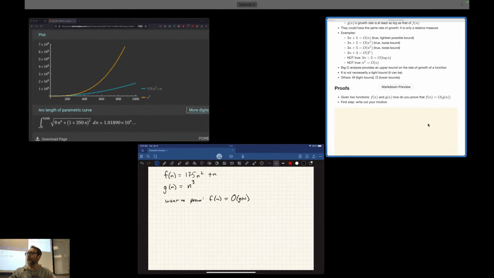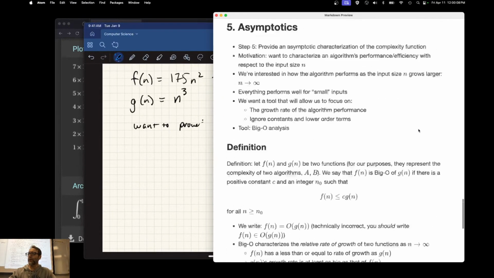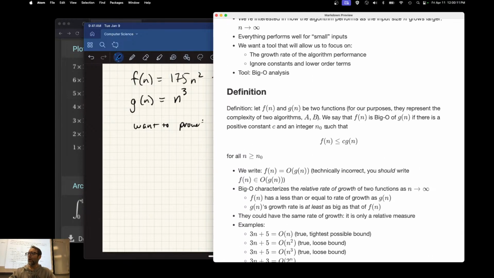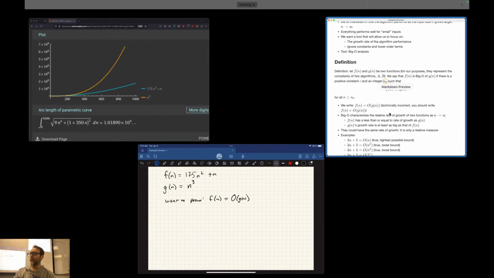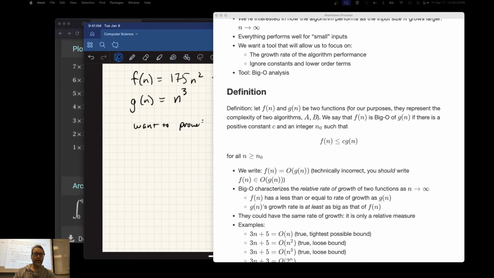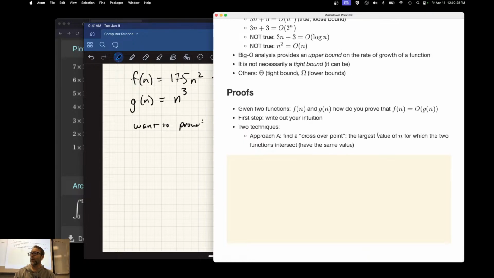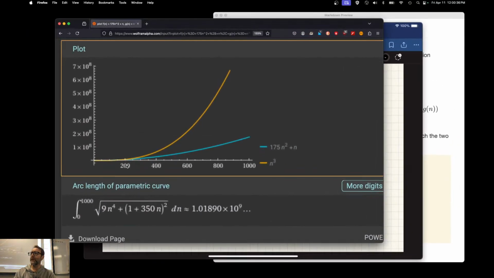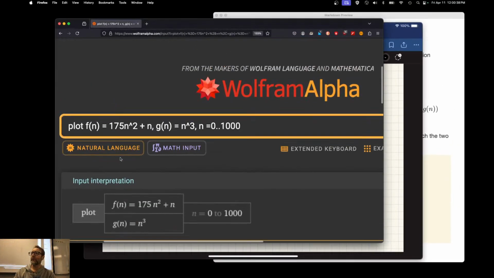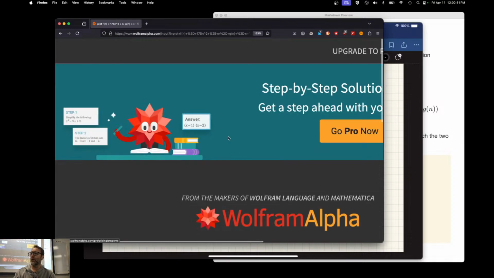That means applying the definition, at least for our first proof technique here. There's the definition. We have to find a c and an n naught such that this inequality holds. There are two techniques that I'm going to show you. The first one is finding the crossover point. That is the largest value of n for which the two functions intersect, where they have the same value. That means algebraically finding that point wherever they intersect. Let me restore this back down to 200.